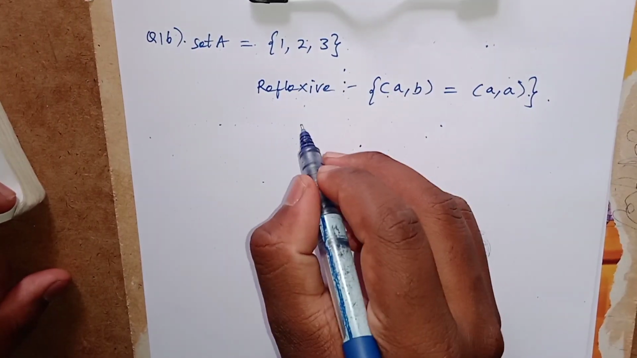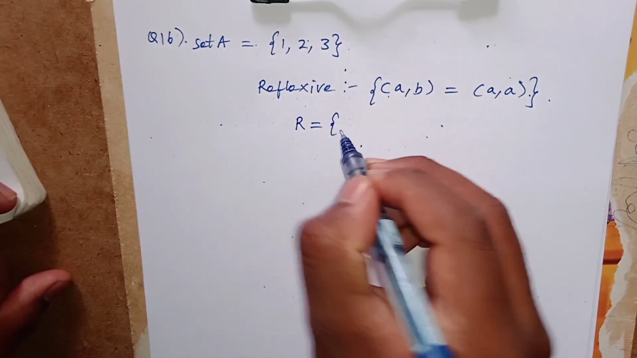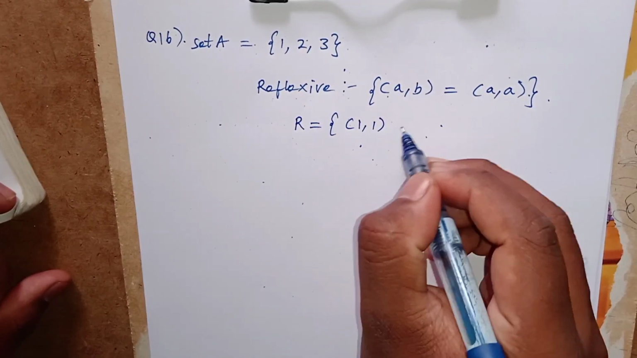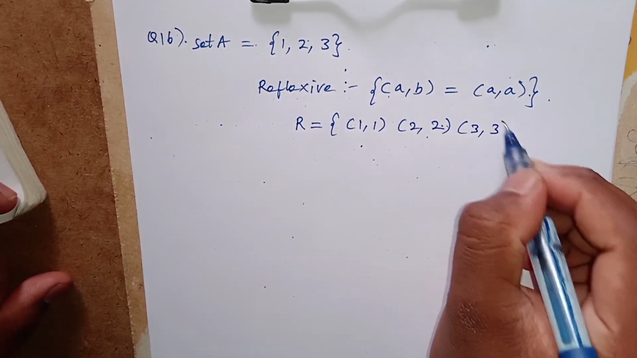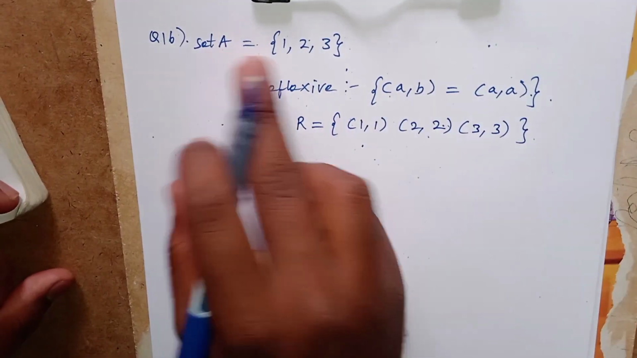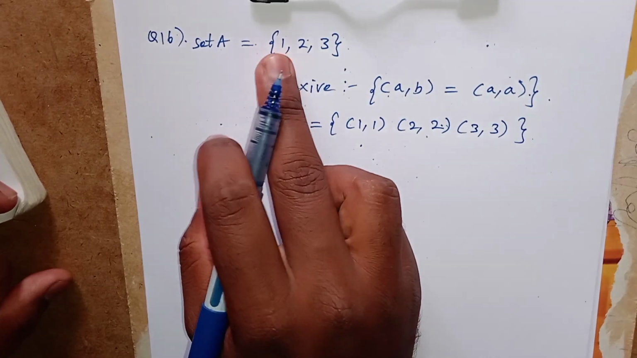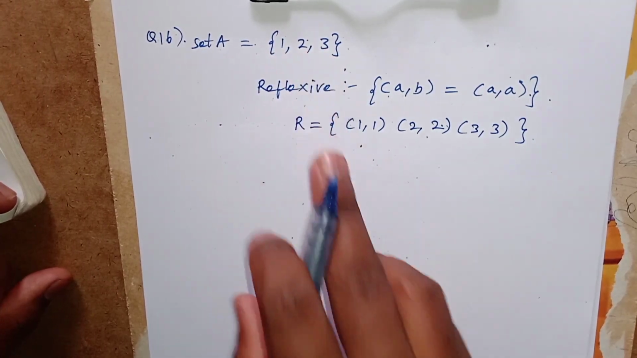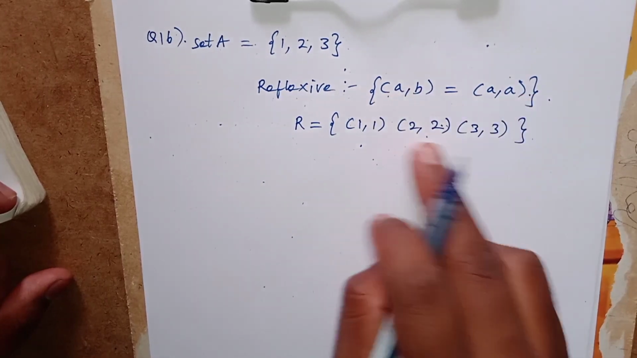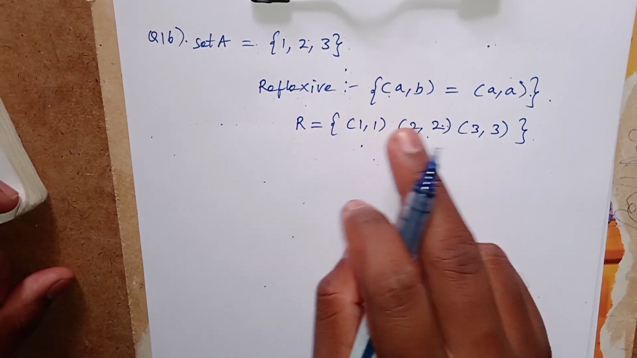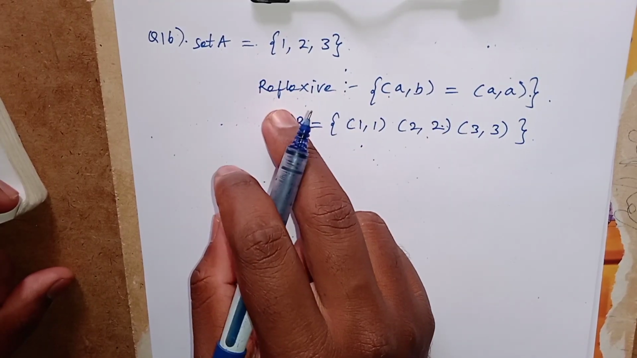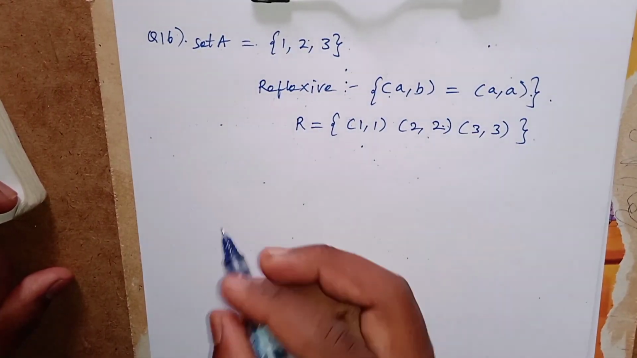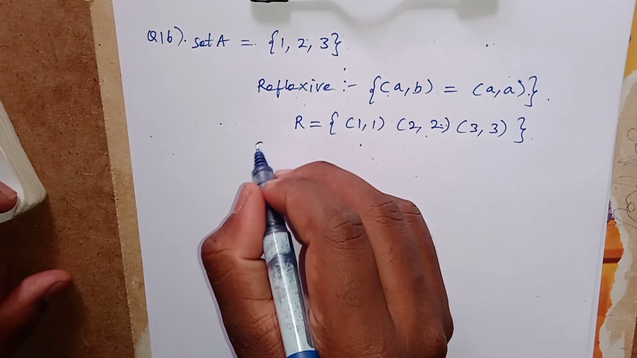Therefore for my relation, (1, 1), (2, 2), (3, 3). In set A, the three elements 1, 2, 3 each have their own identity: (1, 1), (2, 2), (3, 3). Therefore it is a reflexive relation. Okay, next symmetric.